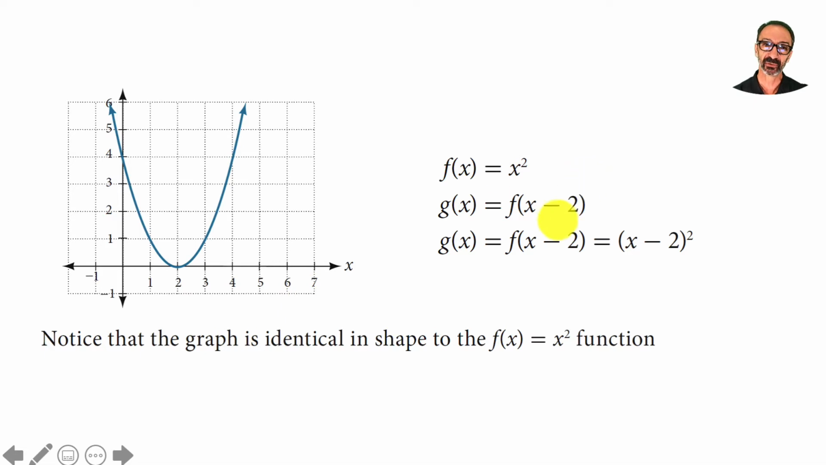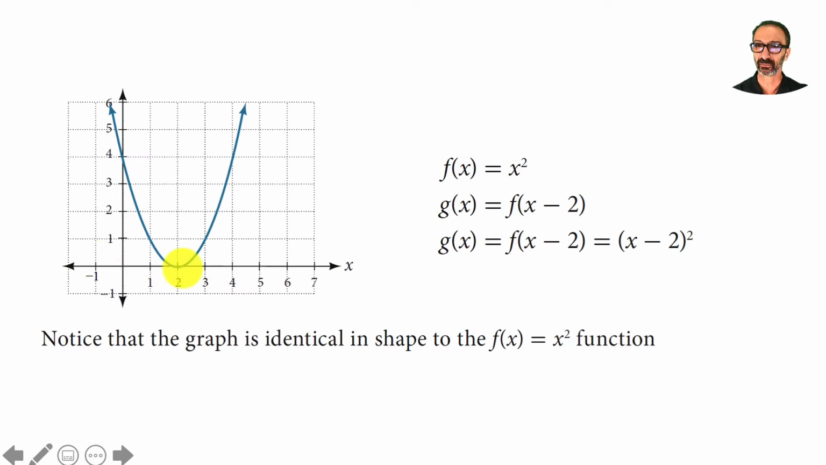When you subtract 2, that's an h, 2, x minus h. You move it to the right 2. So that's a new function. It's x minus 2 to the second, where I'm subtracting 2 from x, and it's a second degree quadratic function.